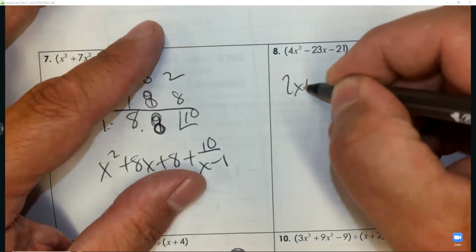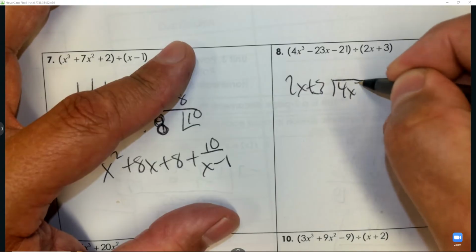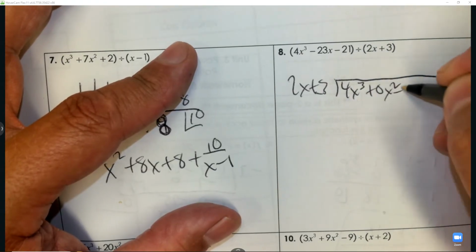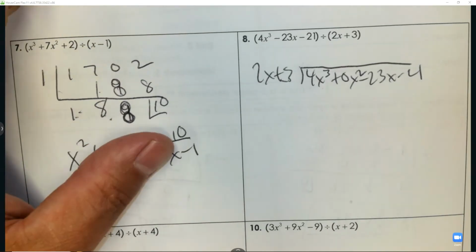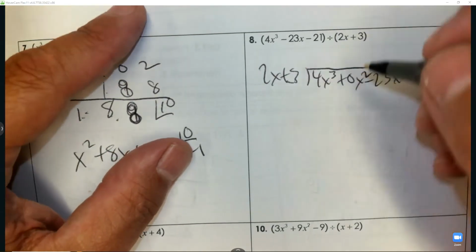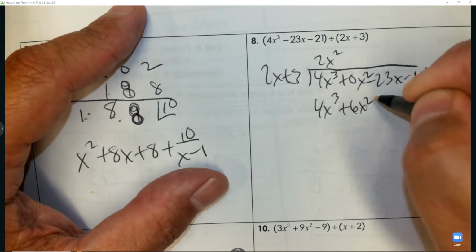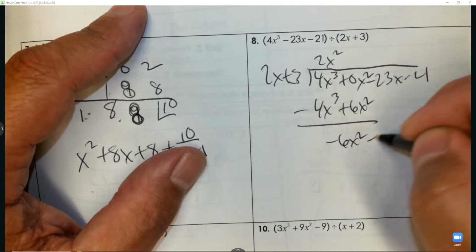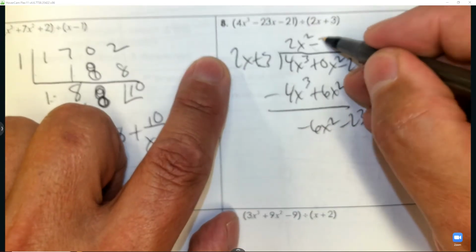So this one I have to use long division because it's not a simple linear. So we have 4x cubed, no x squared, minus 23x minus 21. And we're going to divide. You should try it first, always. 4 divided by 2, and then subtract the exponents. When you subtract, and then bring down the next term, negative 6 divided by 2 is negative 3x.